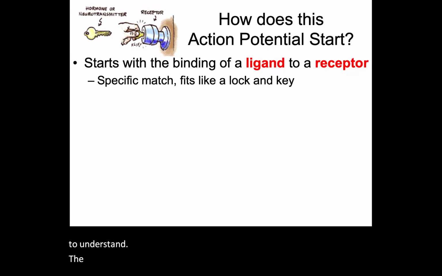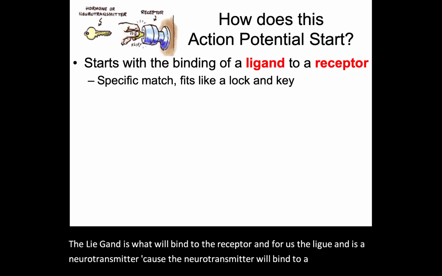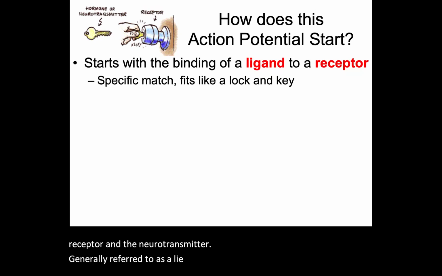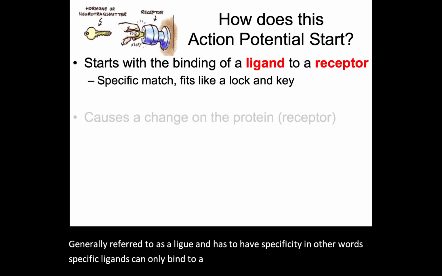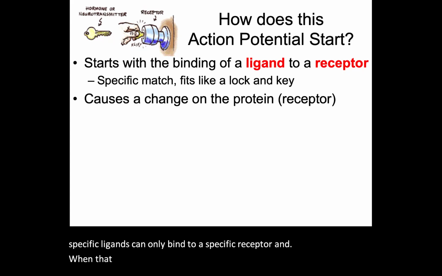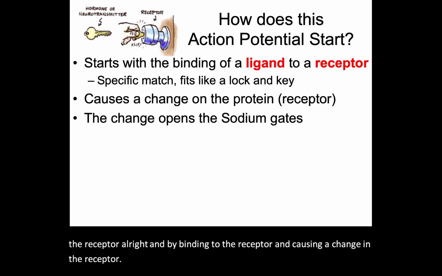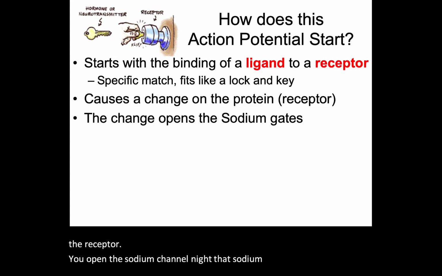The ligand is what will bind to the receptor, and for us, the ligand is a neurotransmitter, because the neurotransmitter will bind to a specific receptor. All right, and the neurotransmitter, generally referred to as a ligand, has to have specificity. In other words, specific ligands can only bind to a specific receptor, and when that does, it's going to cause a change in the shape of the protein or the receptor. And by binding to the receptor and causing a change in the receptor, you open the sodium channel. That sodium gate then opens up.